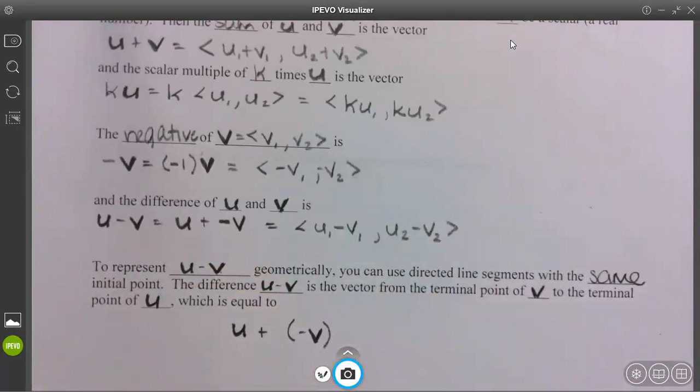So it looks like a lot, but vector operations are exactly like any other operations. If we're adding coordinates, x's plus x's and y's plus y's, or minuses, and so on and so forth. If you're multiplying, make sure you multiply to everything.